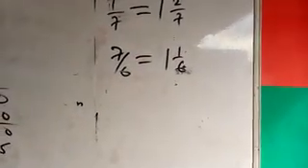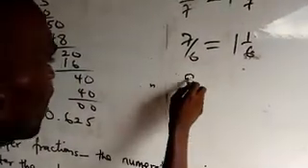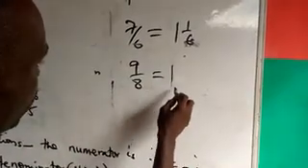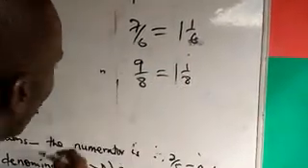Now, we can also change the other one there. What is the other one? 9 over 8. 9 over 8 can be changed. 8 people share 9 is going to be 1, remaining 1, so 1 over 8.